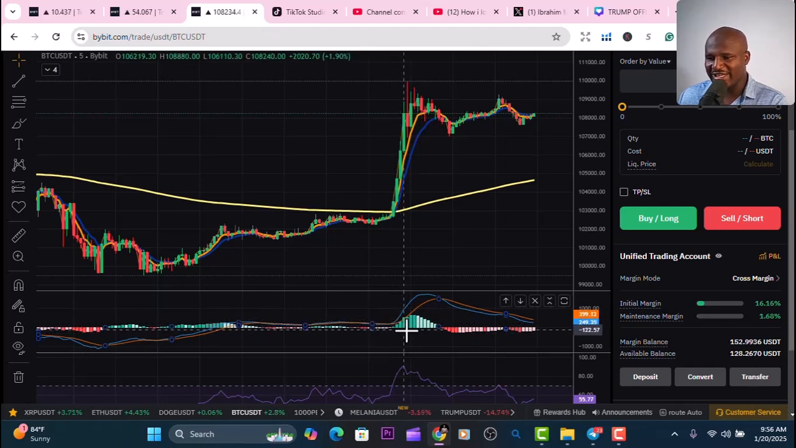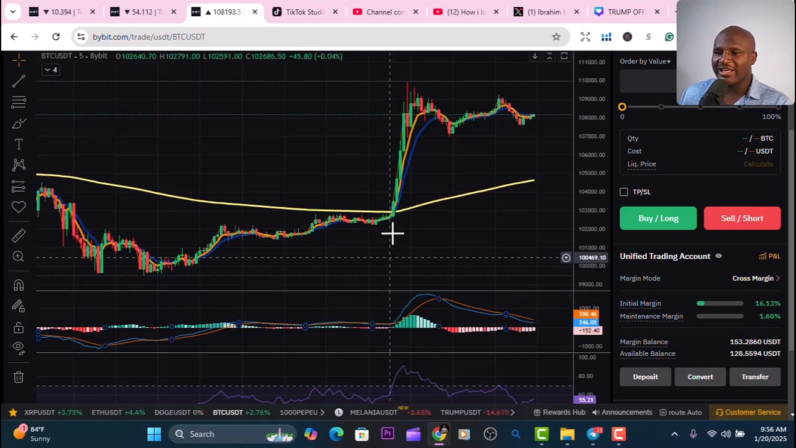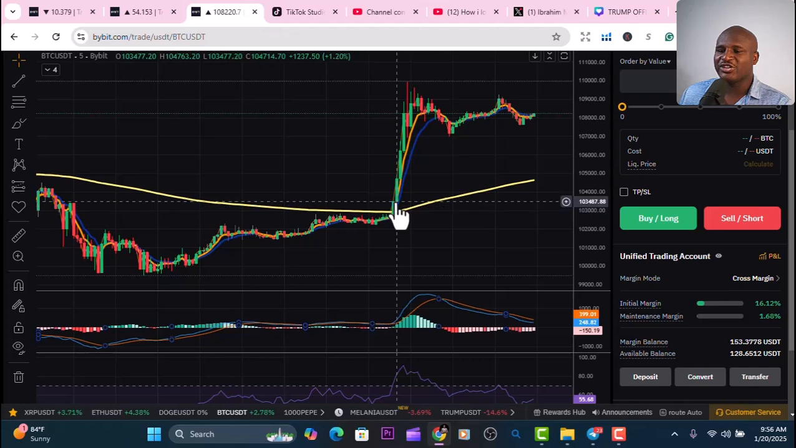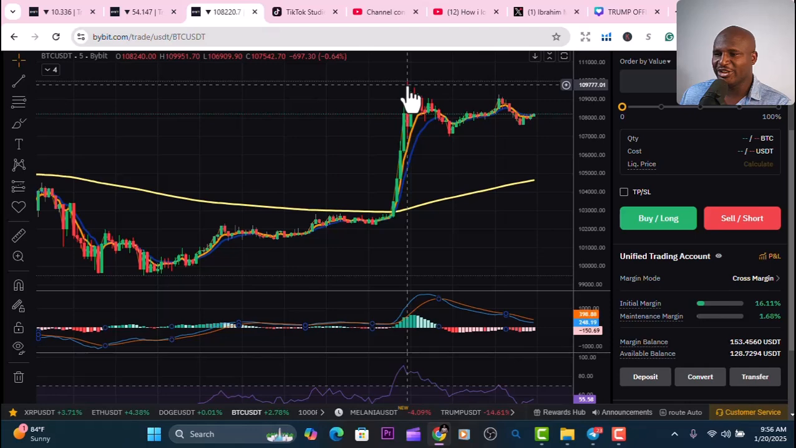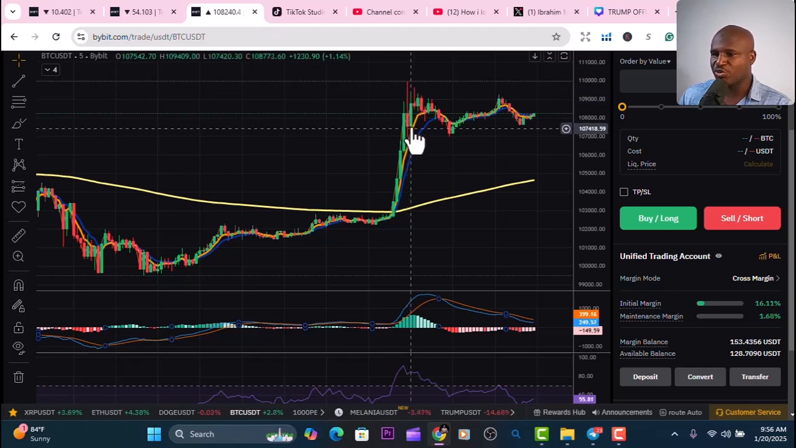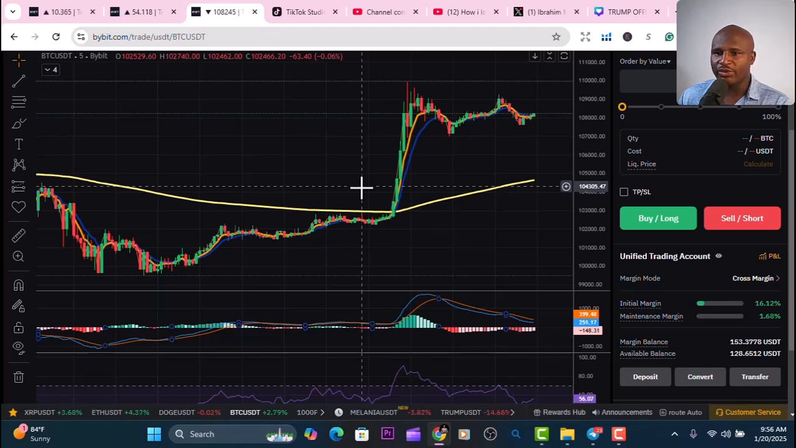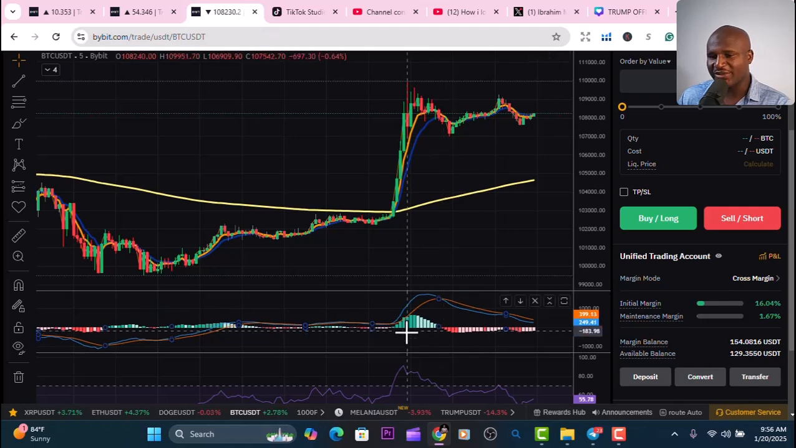And that is why you are seeing the green. Whenever the blue line is up, you see the green histogram. You see here, the green started, and the price shot up. It skyrocketed to the all-time high of crypto, 109,900 and almost 110,000 USD.